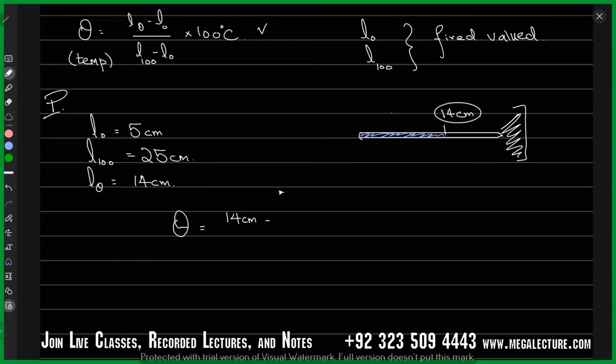So when the temperature is zero, it's 5 centimeters, divided by, at 100, we can see it's 25 centimeters. So 25 minus at zero, it's again 5. So this would be multiplied by 100 degrees Celsius, and this would become 45 degrees Celsius.